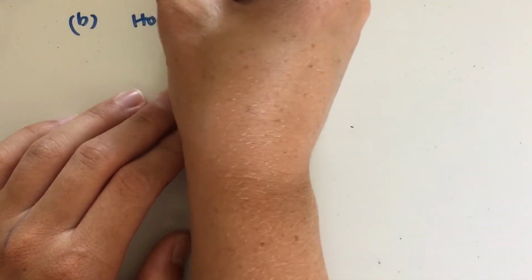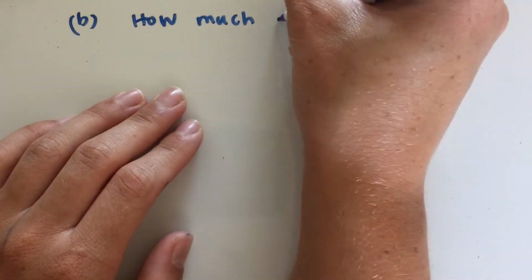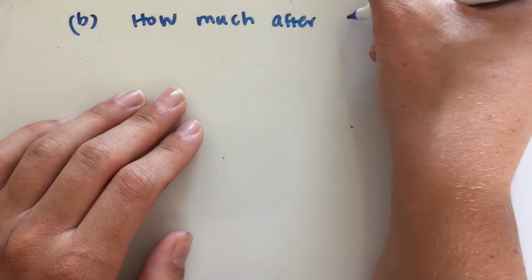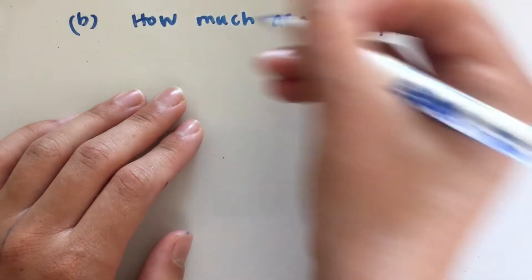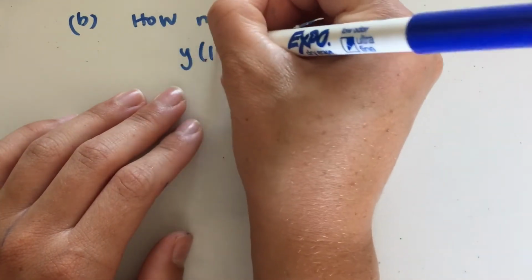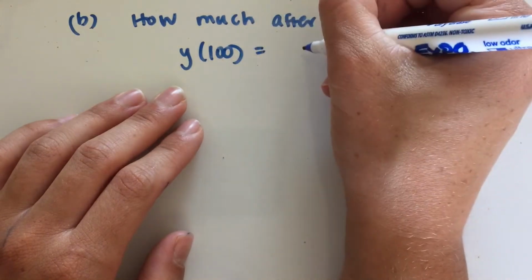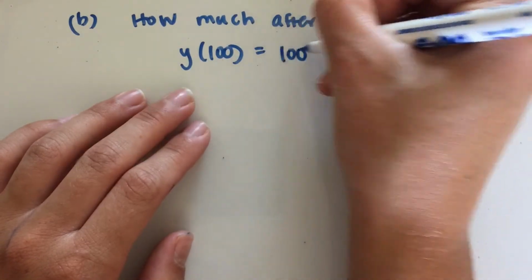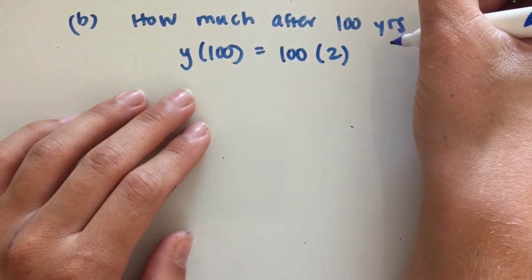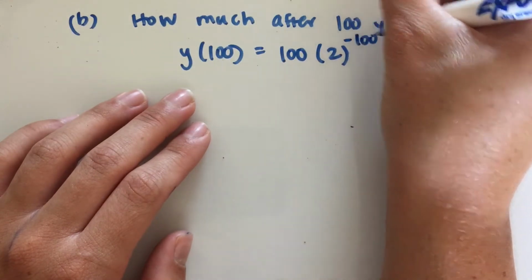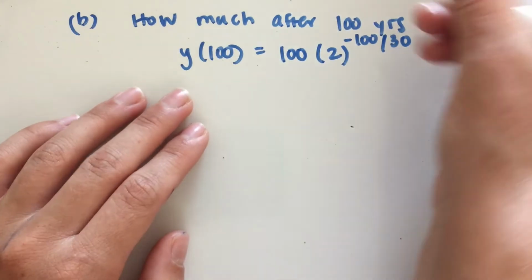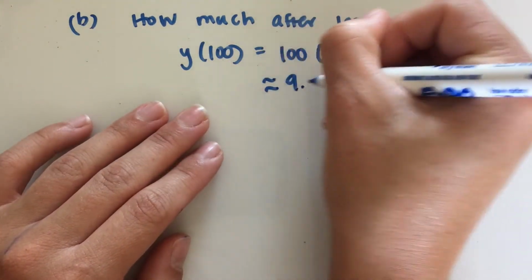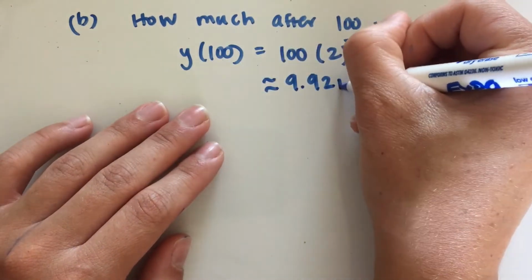How much is left after 100 years? So here we're just going to plug in y of 100 into our equation. So we have y of 100 equals 100 times 2 to the negative 100 divided by 30. And then plugging that into our calculator, we're going to get about 9.92 milligrams.